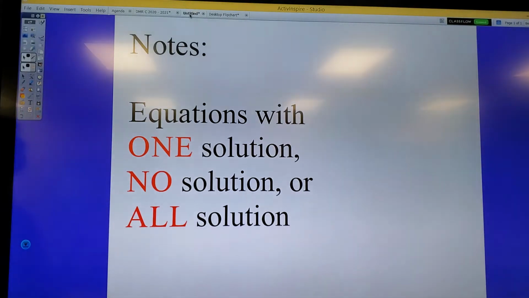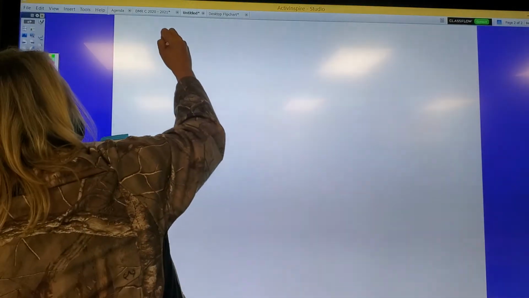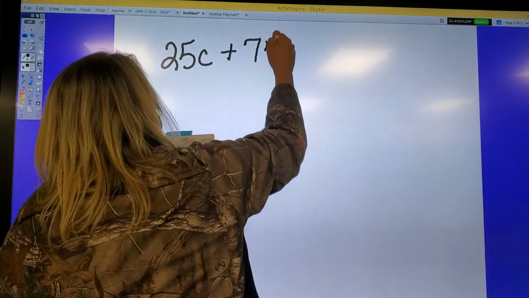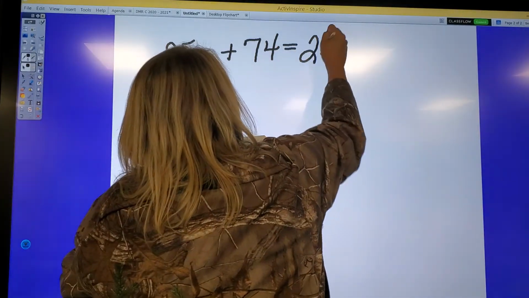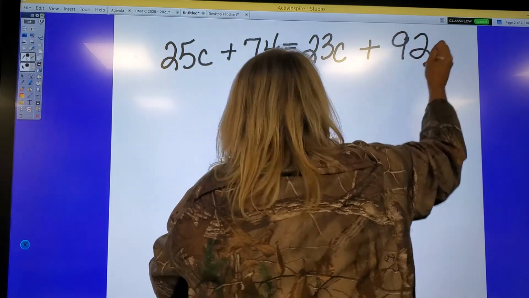Now these equations are going to look really similar to the equations that we did on assignment 10, where you had a variable on both sides of the equation, okay? So the first equation I'd like for you to write in your notes is 25c plus 74 equals 23c plus 92.